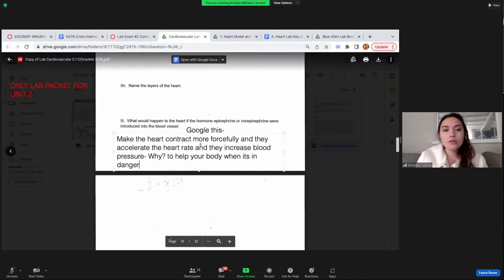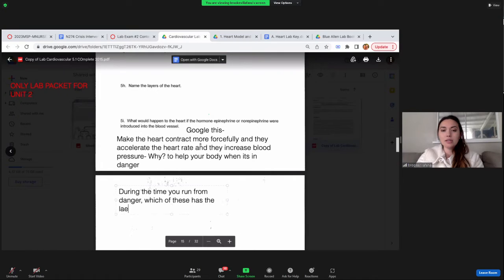Okay, so here's a little question, and that way you guys can answer the next question in the packet. During the time you run from danger, which of these has the least blood flow? Okay, so we're going to choose. It's select all that apply. You guys haven't done a lot of these. These are my nursing school questions. So lungs.